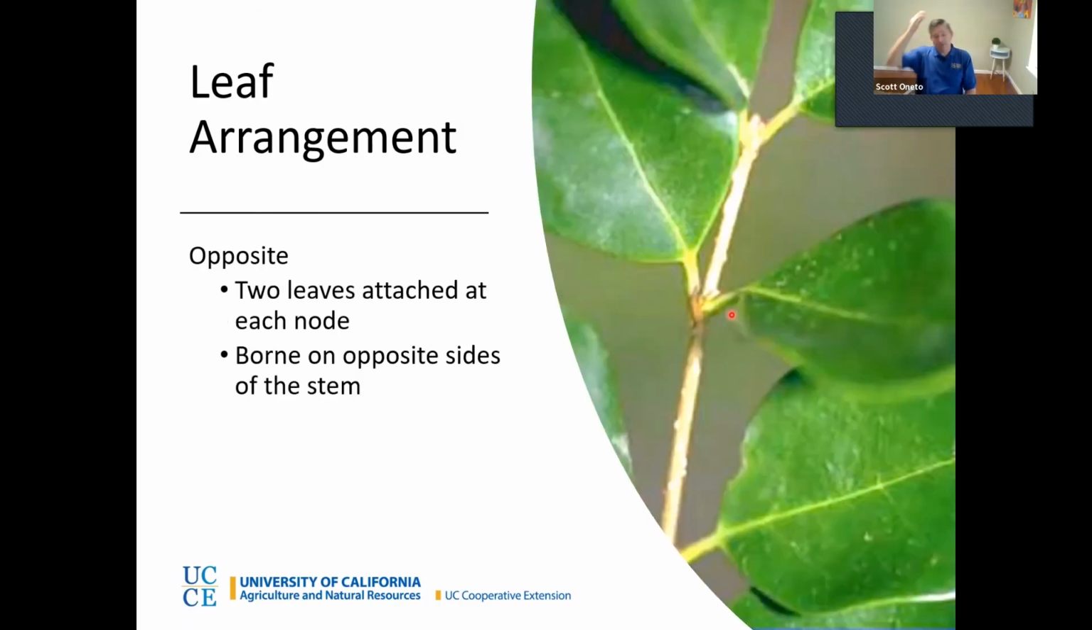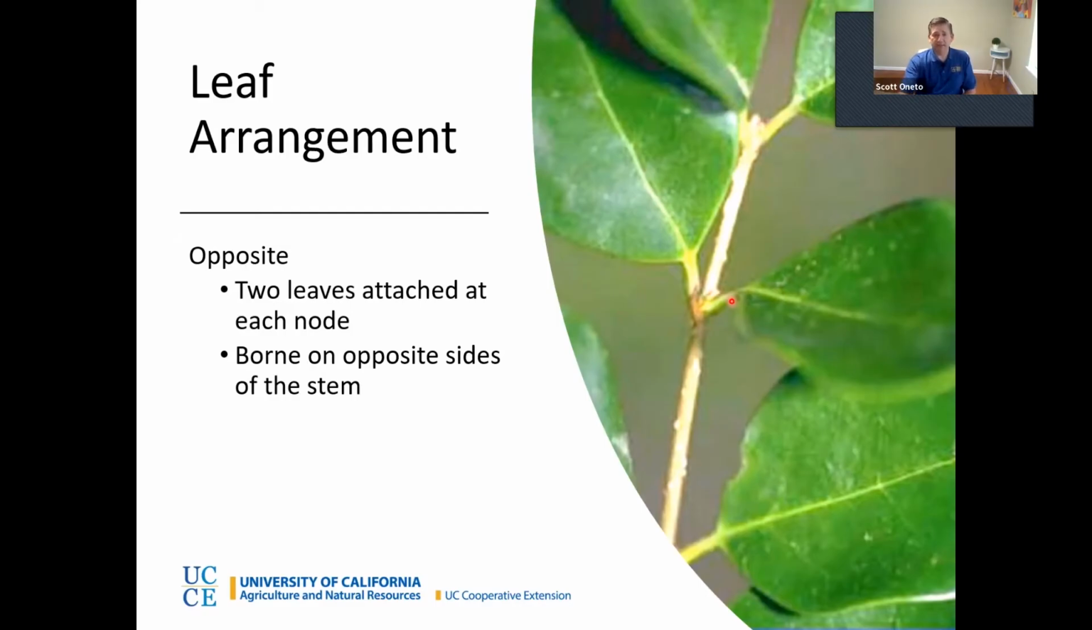Another type of leaf arrangement is called opposite. That is where you have two leaves attached at each node. Again, the node is where leaves attach to the stem. If you have two, in this case one on the left and one on the right, we have two leaves, and there would also be two buds. Wherever a leaf attaches to the stem, there's a bud. So if we have two leaves, one on each side, there's going to be a bud on each side. This is what we call opposite leaf arrangement.